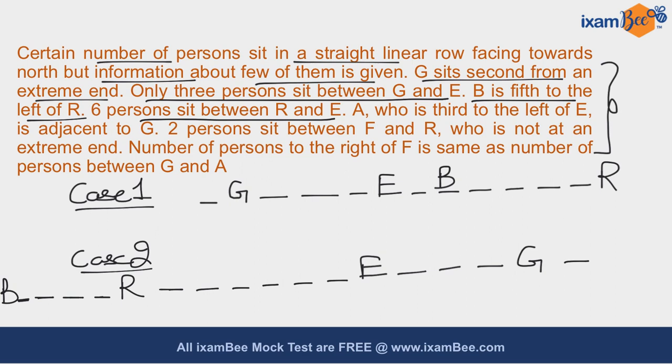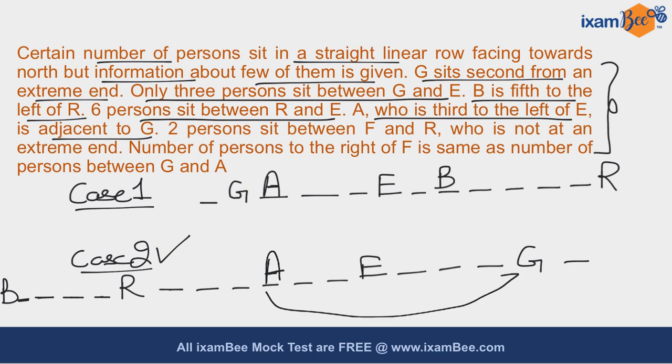Now it is given to you that A, who is third to the left of E, is adjacent to G. So you have to fix this condition in both your cases. You have to place A over here, which is adjacent to G. But if you focus on your case number 2, it gets eliminated because it does not fulfill your hint. According to the statement, you have to place A over here, which is third to the left of E, but it is not adjacent to G. So you have to eliminate this particular case.